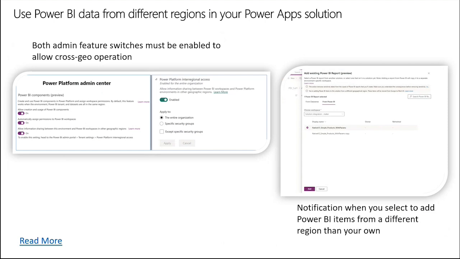All right, up next, you can use Power BI data from different regions in your Power App solutions now. Both admin feature switches must be enabled to allow those cross geo operations, but you can use data from different regions all in the same place if that is enabled by an administrator at this point.